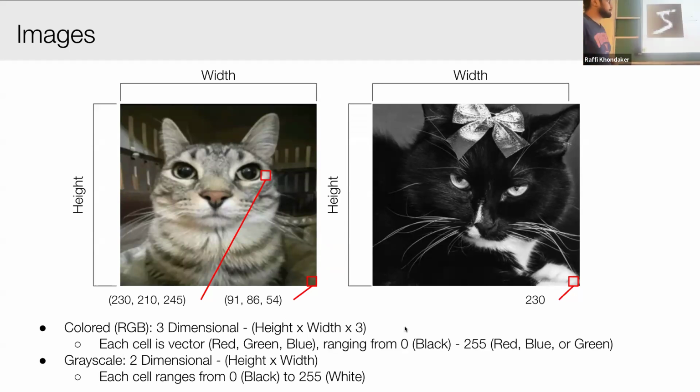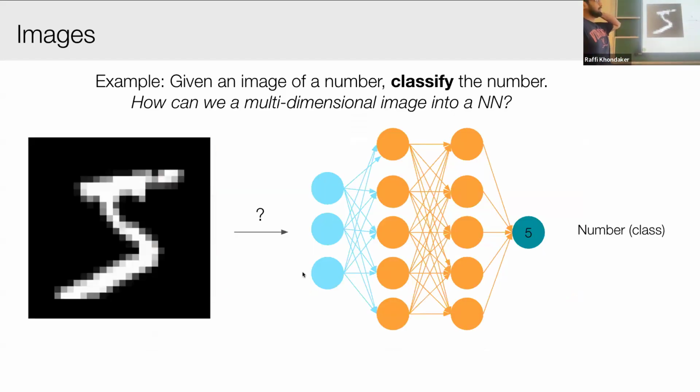Great. Okay. So again, given some image, in this case, a grayscale image of a very low-resolution, pixelated 5, how can we feed this into a neural network?